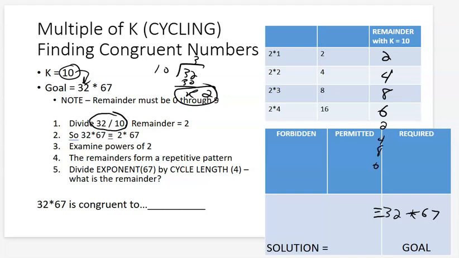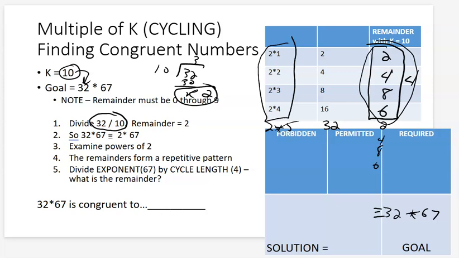We actually did that. 2 to the 5th was 32. So that's 2. Once we see that a number repeated, we know that this is the cycle length, 4. Great. So we know that the cycle length is 4, and therefore we know that 32 to the 67th is going to be congruent with one of these powers of 2. But which one?